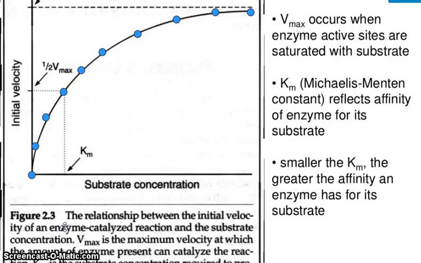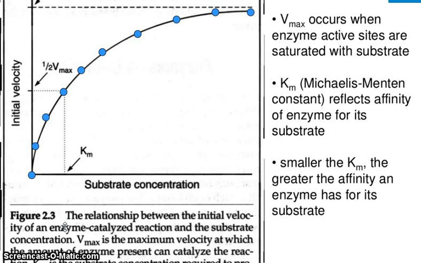Now friends, you can see substrate concentration, Vmax, half Vmax, and Km. This shows the relationship between the initial velocity of an enzyme-catalyzed reaction and the substrate concentration. Vmax is the maximum velocity at which the amount of enzyme present can catalyze the reaction.